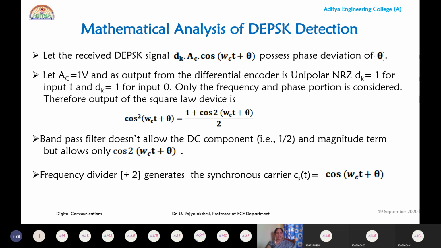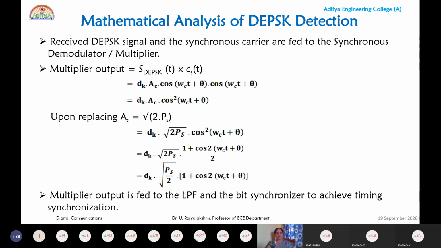Okay, so what is the DEPSK signal? dk into Ac cos(omega ct plus theta). If it is multiplied by cos(omega ct plus theta), you will get dk into Ac into cos square(omega ct plus theta). Okay, replace Ac as root 2Ps. See, the working principle is the same as BPSK. If you replace, you will get dk into root 2Ps into cos square(omega ct plus theta).